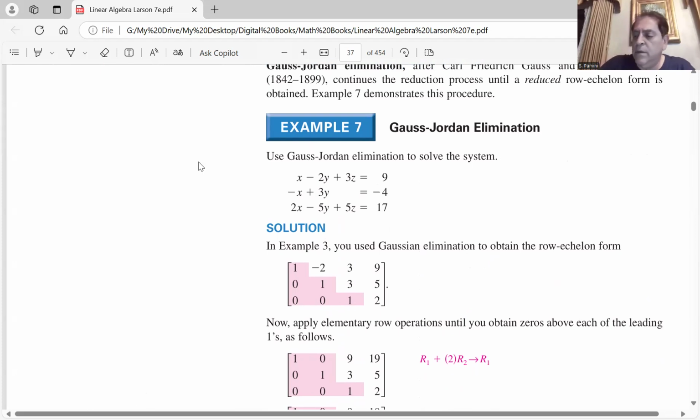So I'll show you what I'm writing here in just a moment. I put example 7. This is section 1.2, and let me do this. I'm going to share my screen. Let me stop this share and share a new one.